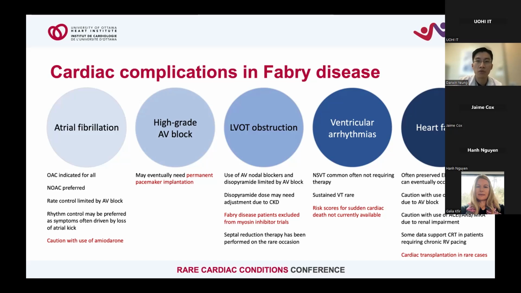This is often heart failure with preserved ejection fraction, but reduced EF can eventually occur at later stages in a similar burnt out phase. Again, caution should be used with beta blockers due to the concern of AV block. Caution also with the typical RAS inhibitors due to renal impairment, which is common in Fabry disease. There is some data supporting the use of cardiac resynchronization therapy in patients who require chronic RV pacing. And of course, with very advanced disease, especially if it's isolated to cardiac involvement, cardiac transplantation should be considered, given the high mortality and morbidity associated with cardiac complications from Fabry disease.